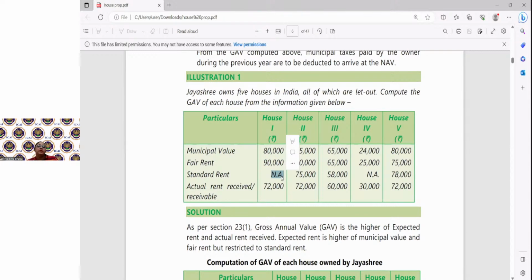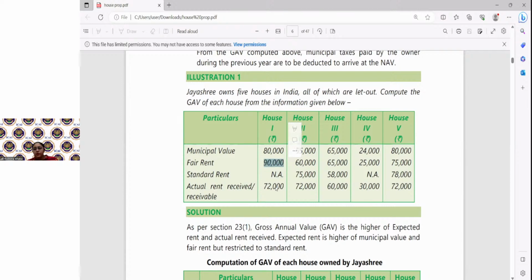Now standard rent is not available. होता है guys कि बहुत बारी standard rent is not available. That does not mean that 90 and 0 में lower 0 होगा. 0 नहीं है. ये applicability नहीं है वहाँ पे rent control act की, whatever is the situation. So then 90,000 becomes your expected rent.